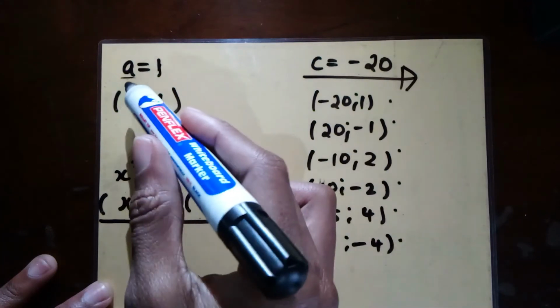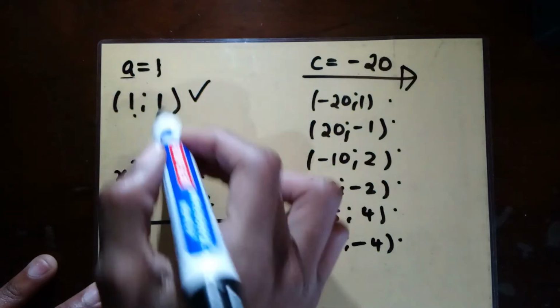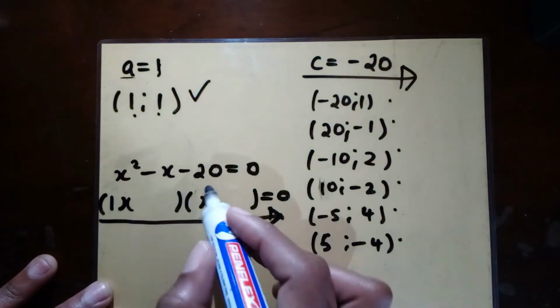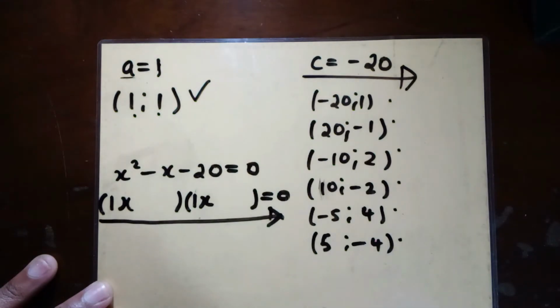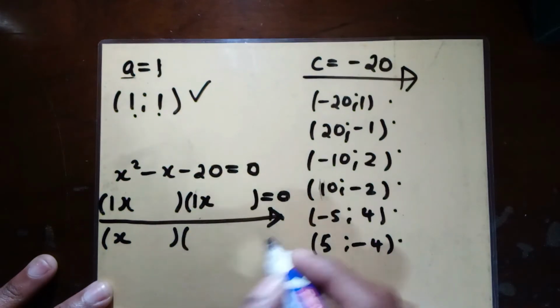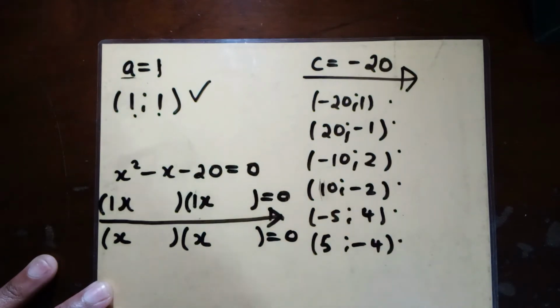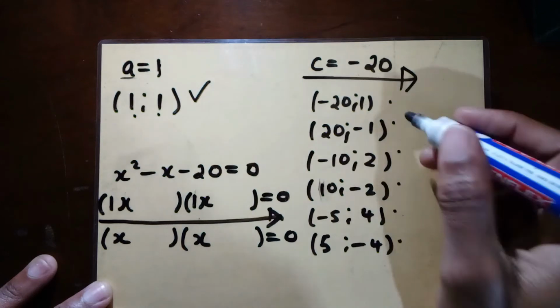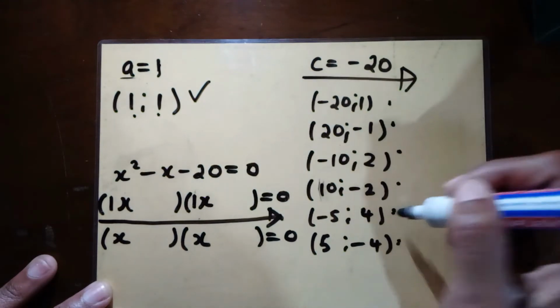So for a, it's quite simple. There's only a single option. So we had 1 and 1. We'll put the first one here and the second one here. But remember, if the coefficient of any variable is 1, you don't need to write it. So that will just remain as x and then equals 0, and then the second x in the second bracket. But now we have to substitute the factors for c.